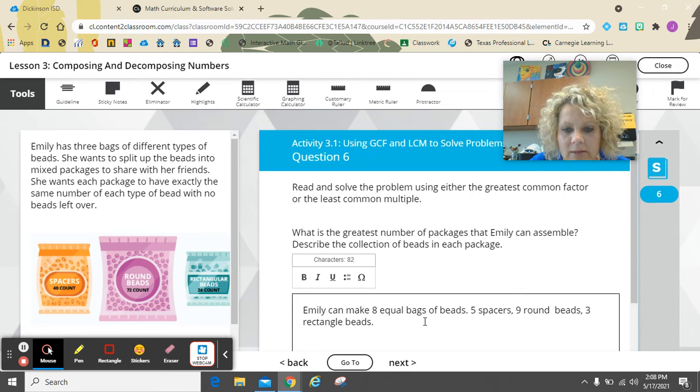Okay, so we can make 8 equal bags because we found our greatest common factor, and we would know that in each bag we'd have 5 spacers, 9 round beads, and 3 rectangle beads, and that means that there would be none left over. We've used all the beads and created 8 bags.